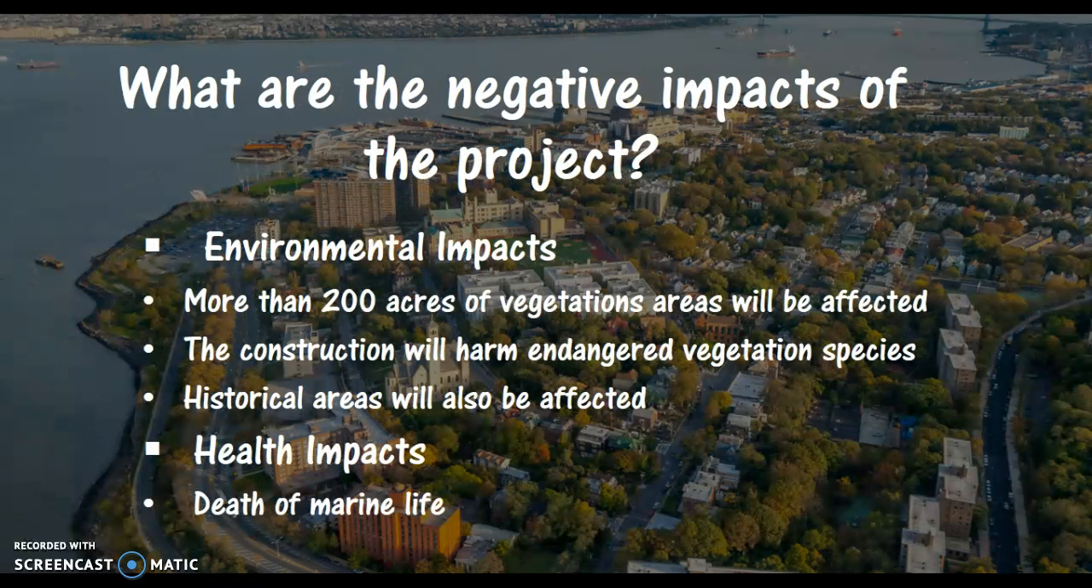What are the negative impacts of the project? Despite the great benefits of having this project implemented within Staten Island, more than 200 acres of vegetation areas will be affected upon implementation of the project. The construction areas will harm endangered vegetation species. Historical areas will also be affected within the project. And most of all, there will be death of marine life that will also impact the health of the residents within Staten Island.